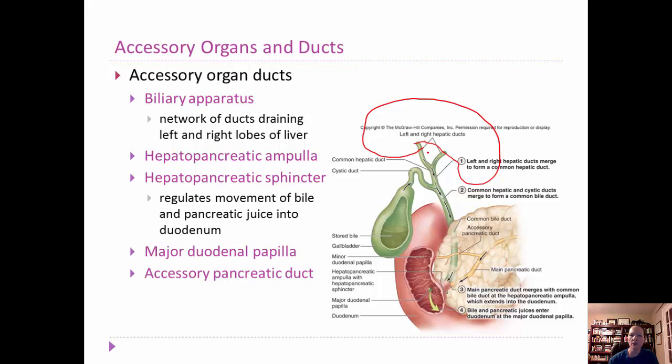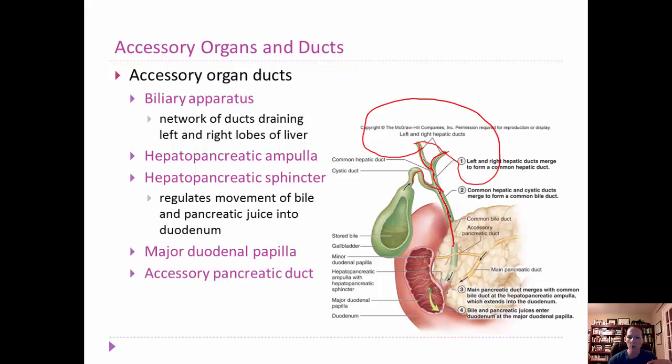When the liver makes bile, the bile is going to empty into the left and the right hepatic ducts. Those two ducts are going to merge together to form the common hepatic duct. And from there, we also have the cystic duct. The cystic duct is going to be the duct that drains from the gallbladder. It is going to merge with that common hepatic duct I just mentioned, and they are going to form the common bile duct here.